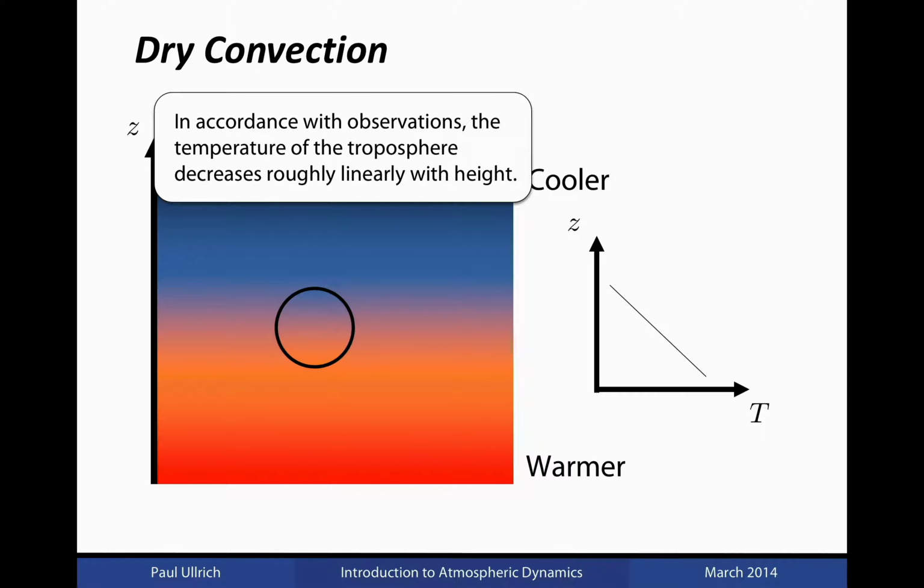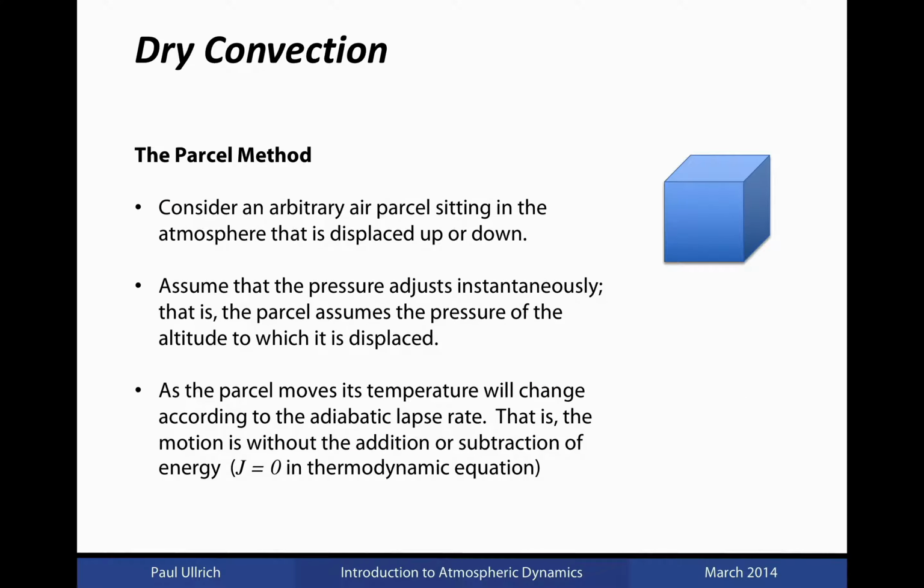Okay, so let's consider how fluid parcels then behave in an environment where temperature decays roughly linearly with altitude. Consider here a fluid parcel, shown here through the black box. It is put in an environment with warmer temperatures near the surface and cooler temperatures at altitude. Again, the decrease of temperature with altitude is approximately linear. Let's consider how this fluid parcel behaves if it is displaced upward or downward. This method is known as the parcel method.